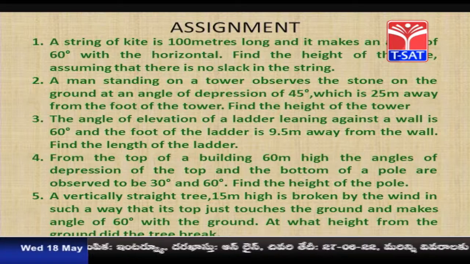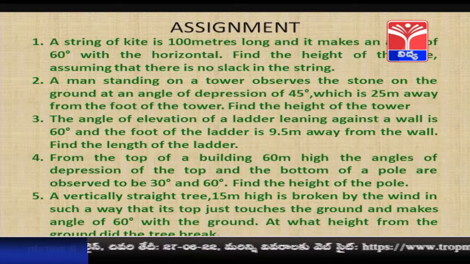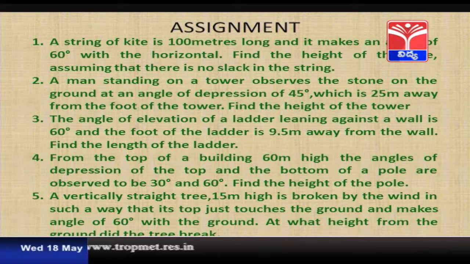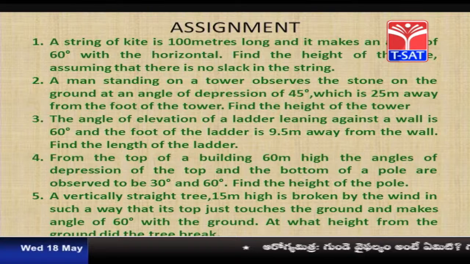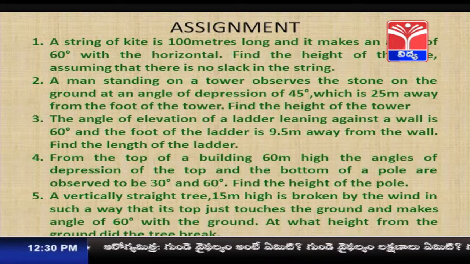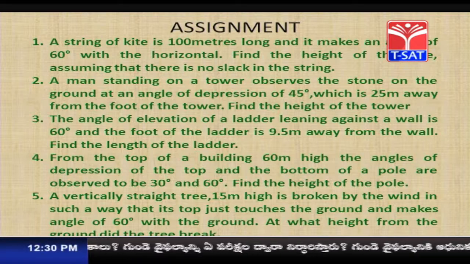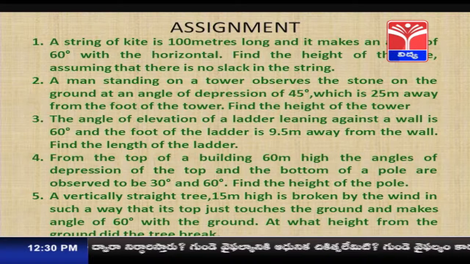Question number 4: from the top of a building 60 meters high, the angles of depression of the top and the bottom of a pole are observed to be 30 degrees and 60 degrees. Find the height of the pole. Question number 5: a vertically straight tree which is 15 meters high is broken by the wind in such a way that its top just touches the ground and makes an angle of 60 degrees with the ground. At what height from the ground did the tree break?